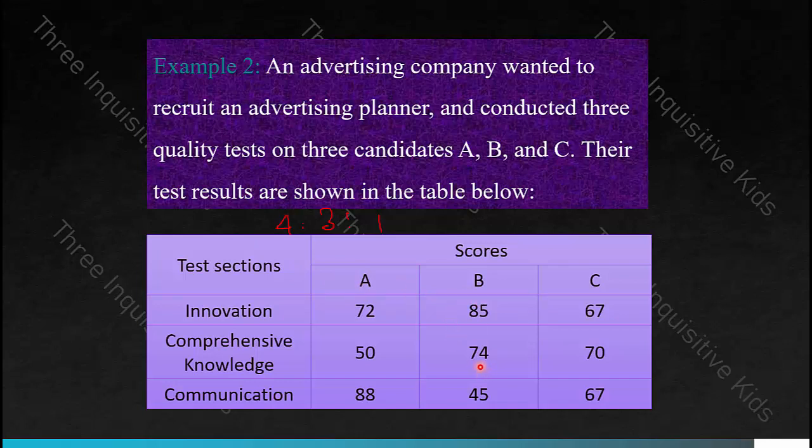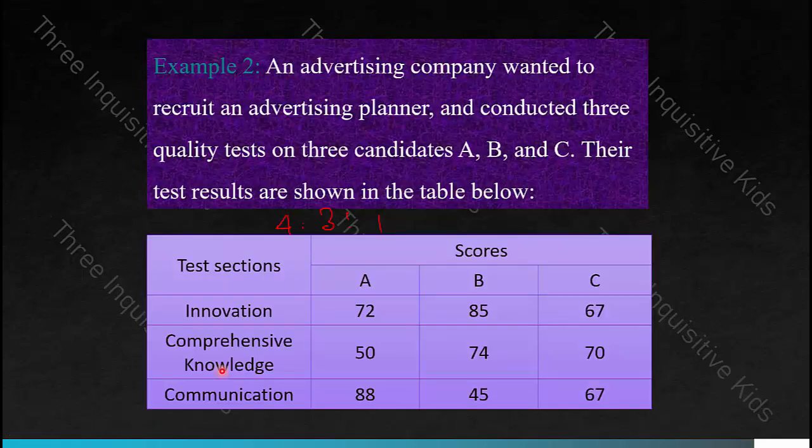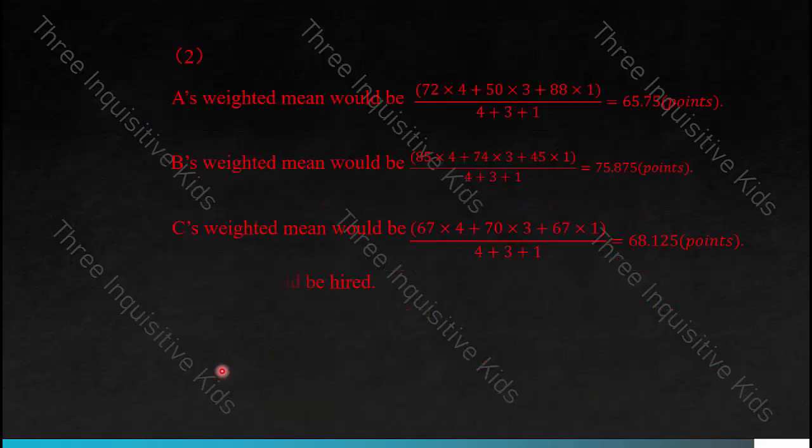B also got a good score on comprehensive knowledge, 74. That's also pretty nice. That was worth 3 in the ratio. And B didn't do so well in communication. But this 45 here will not affect the overall mean so much because it's only worth 1 in this ratio. So now you probably sort of know what it means when it says weights and importance. Let's look at the solution.